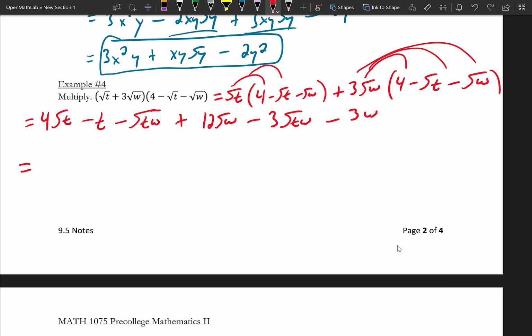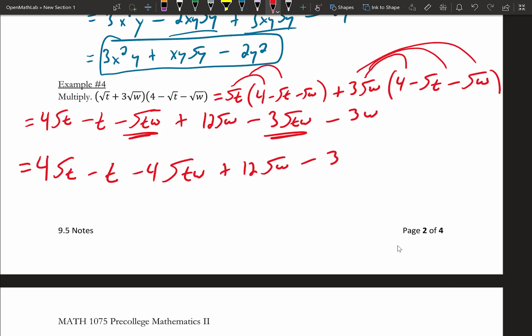And then let's see, I have this term and this term that are like terms, so if I combine those I get 4 radical t minus t. So negative 1 minus 3 is negative 4 radical tw, and then plus 12 radical w, and then minus 3w, right? And I don't think there's anything further that we can do there, right? So that's simplified.